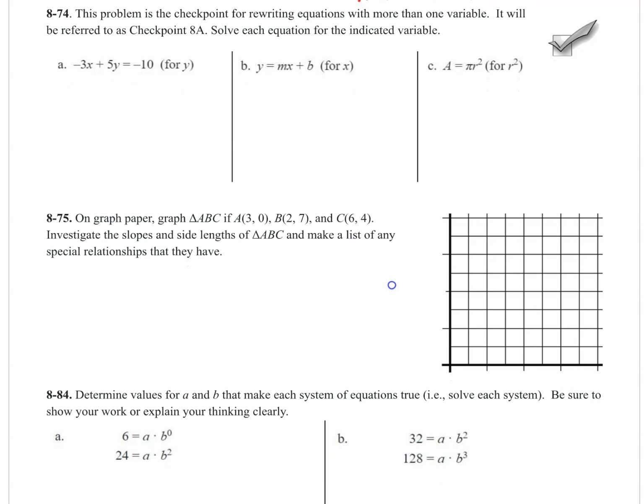8-74. This problem is the checkpoint for rewriting equations with more than one variable. It will be referred to as checkpoint 8a. Solve each equation for the indicated variable. Let's do A. Solve for y. Our goal at the end is y equals. Okay, step 1. Let's add 3x to both sides.